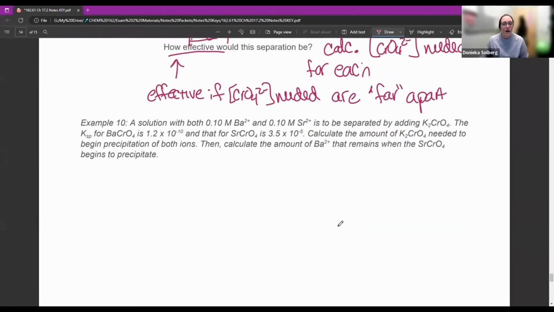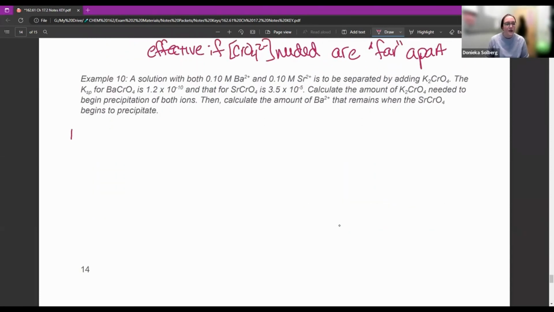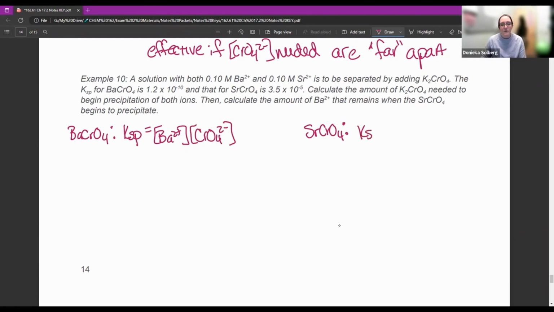So we're going to look at both ions individually first. Precipitating this and what concentration I need, and then over here, I'm going to do the strontium and what concentration I need. Essentially, if I write KSP for these, I'm not going to write the whole precipitation equation. This is just one ion and one ion. So it's going to be the barium concentration times the chromate concentration. This KSP over here would be the strontium concentration times the chromate concentration.